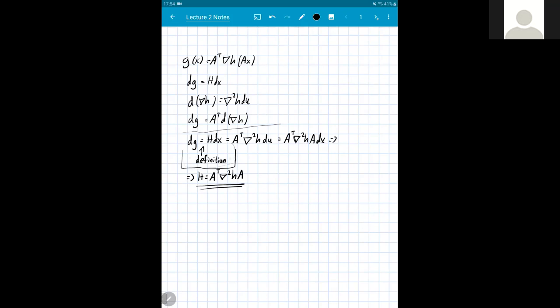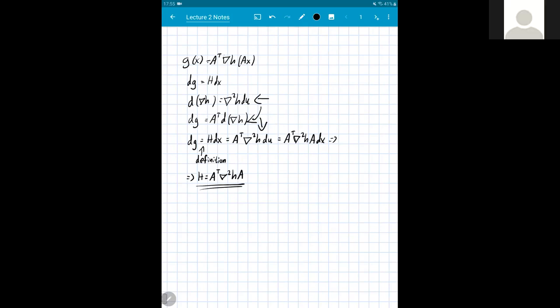And then all we did is we took the line right above here, and we know the differential of G is A transpose by the differential of gradient. Then we know that the differential of gradient of H is nabla squared H du right here. Good. And then all we did is we put this line into this line right here. This is what we get down here.